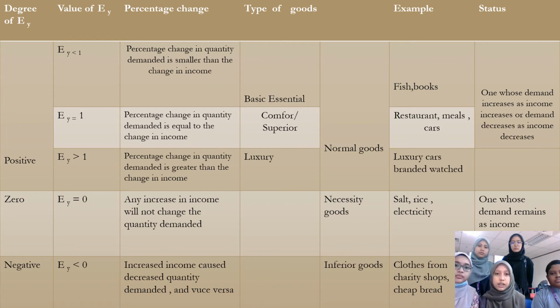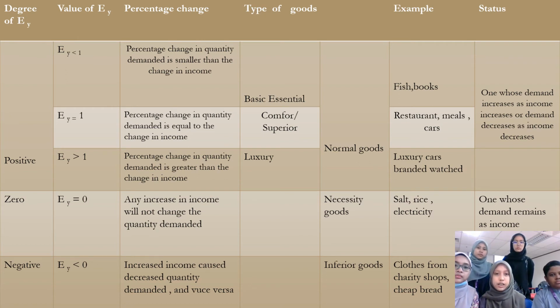The percentage change in quantity demanded is equal to the change in income. Types of good: comfort, luxury, superior goods, normal goods. Example: restaurant meals and cars. Status: one whose demand increases as income increases, or demand decreases as income decreases. Third, EY bigger than 1.